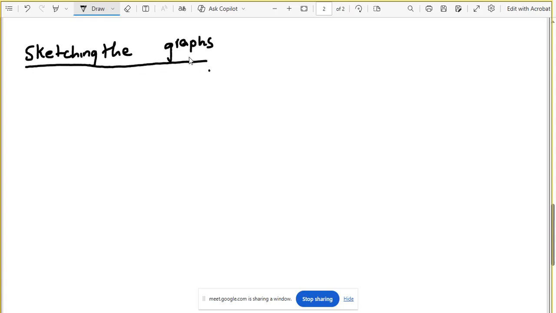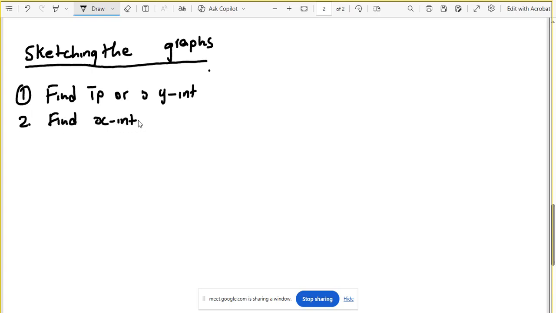Okay, so when you sketch, there are steps that you need to follow. The first step, you need to find your turning point, TP, or your y-intercept. That's the first thing. Number two, you need to make sure that you find your x-intercept, and in none use the table method. Then number three, you determine the shape. That's how you do the sketch.